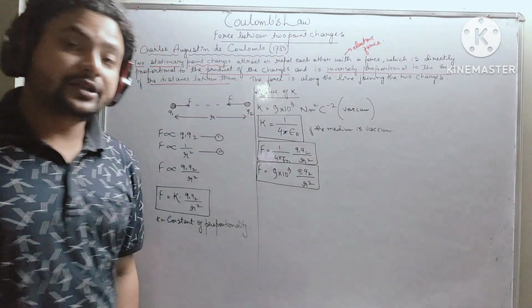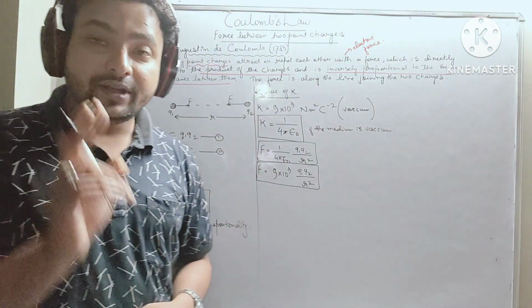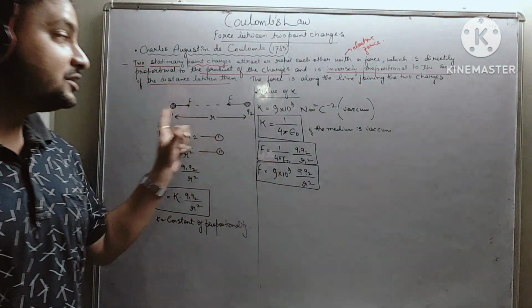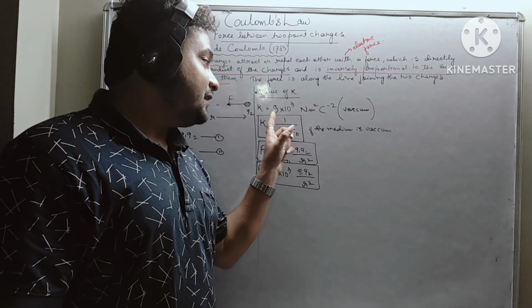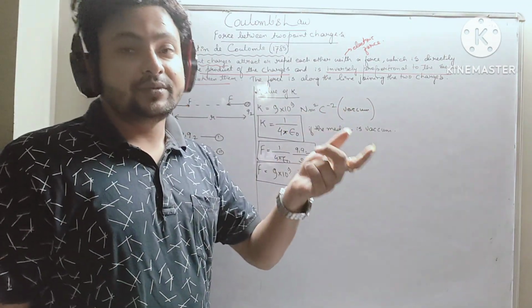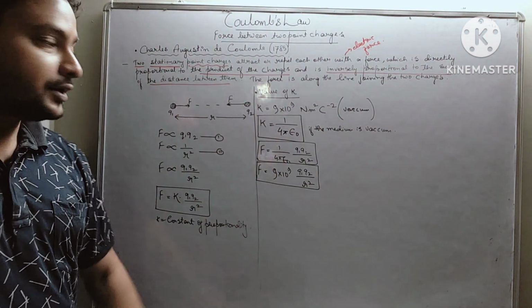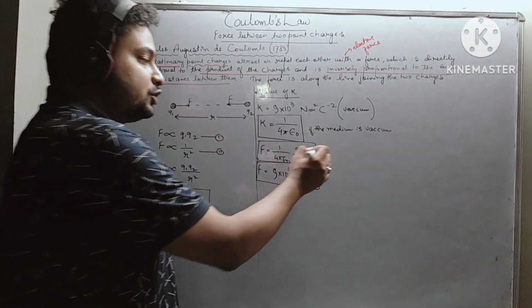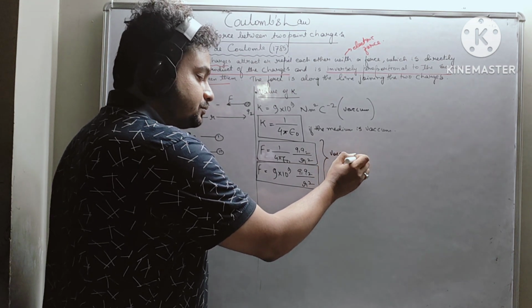If there is some other medium, then this value is going to change. As I said, Coulomb's law depends upon the medium between the charges. I forgot to tell you, this value 9 into 10 to the power 9 is only for vacuum. If the medium between them is some other medium, the value is going to be different. This is all for vacuum, remember this.